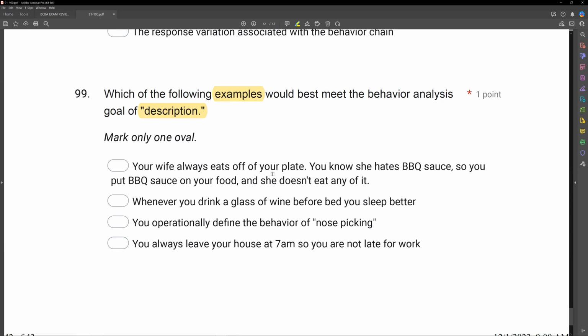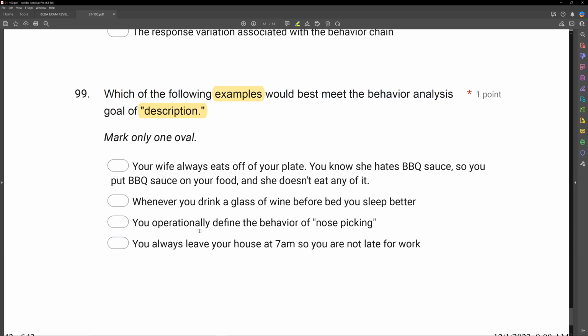A, your wife always eats off of your plate. You know she hates barbecue sauce, so you put barbecue sauce on your food and she doesn't eat any of it. What have you done here? You know she's off of your plate. You know she hates barbecue sauce, so you add in this barbecue sauce and it affects her behavior. All right. This is much more close to control than it is description. You're actually manipulating things here. B, whenever you drink a glass of wine before bed, you sleep better. Now, we are just hypothesizing that wine is correlated with sleeping better. There's no experimentation going on. You're just predicting there's a correlation here.